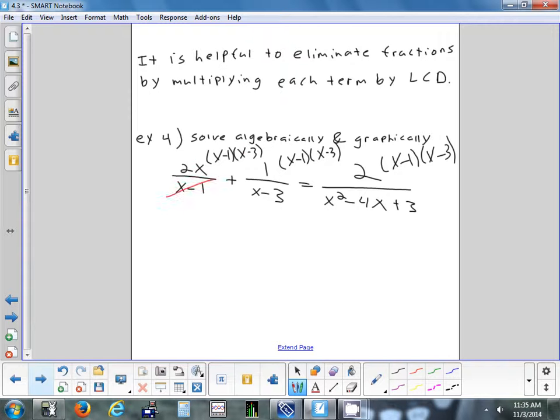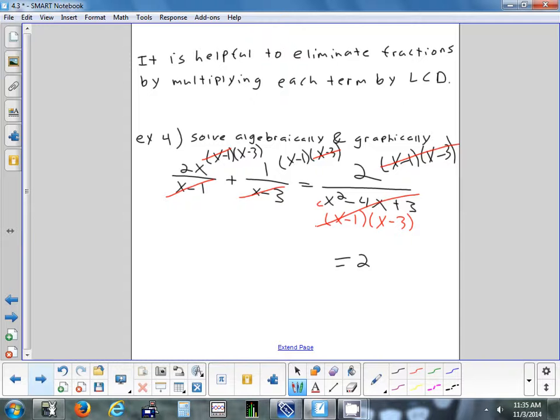The x minus 1 and the x minus 1 are going to cancel. Here, the x minus 3 and the x minus 3 cancel. And here, if you realize that this factors as x minus 1, x minus 3, it cancels the whole thing. So now on the right-hand side, all we have is a 2. What about on the left?